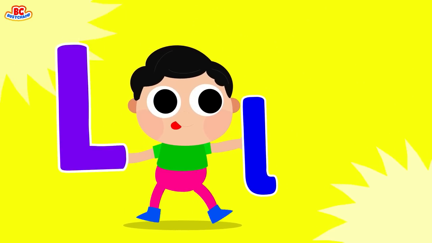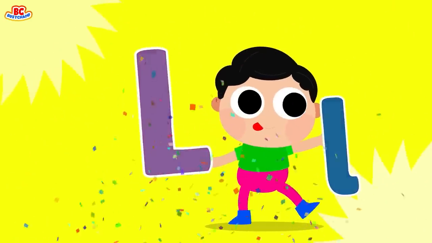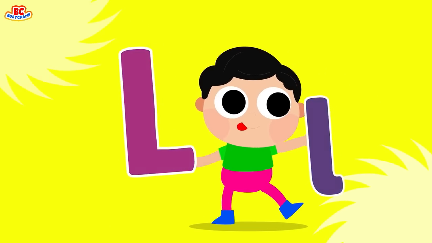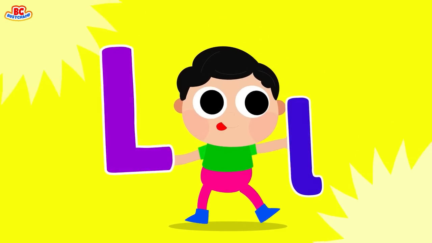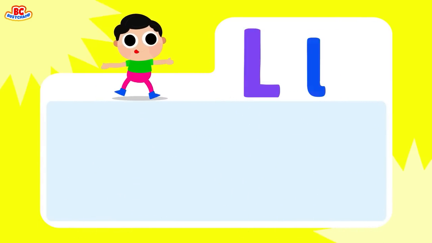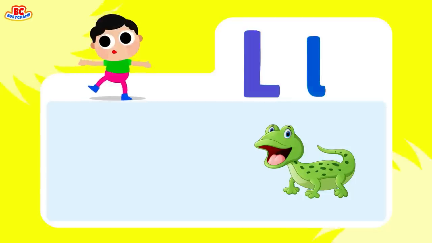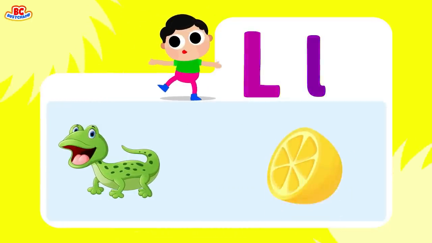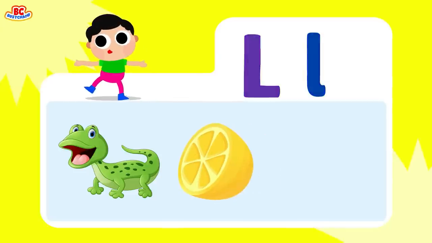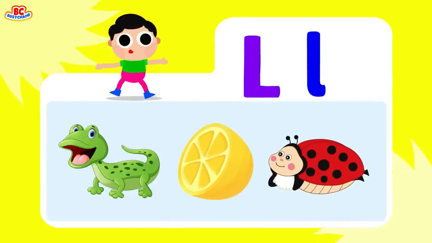Which alphabet can you see in my hands? I have the letter L in my right hand and it sounds L in my left hand. And there are so many words that begin with letter L. L called lizard. L, L, lizard. L called lemon. L, L, lemon. L called ladybug. L, L, ladybug.